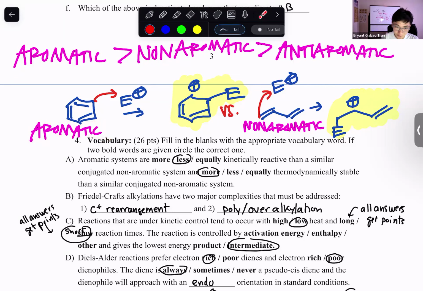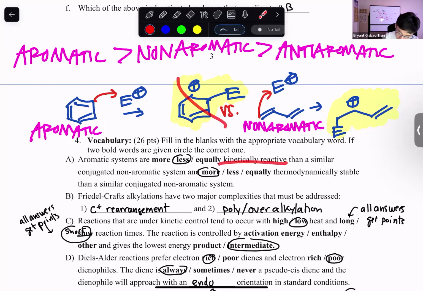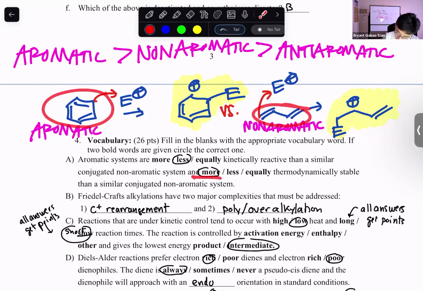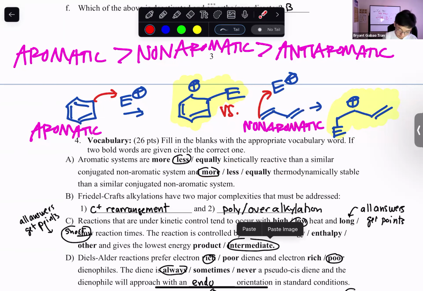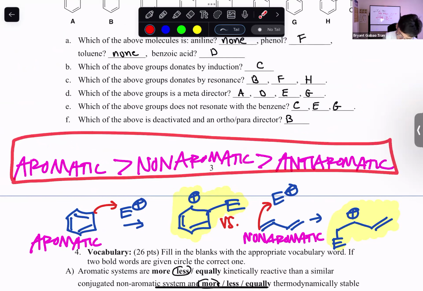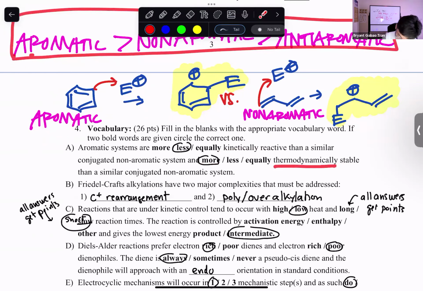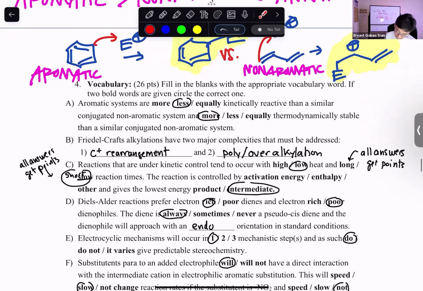Right. So if they're less reactive, they're gonna be less kinetically reactive. Right. We don't want to form this intermediate as much as this one here. And we already said that this is more stable than this one, so it's more thermodynamically stable, right? Because it's talking about the overall structure. And this is talking about the thermodynamic energy here, right? Where aromatic is more stable than non-aromatic, making it more thermodynamically stable. Okay.